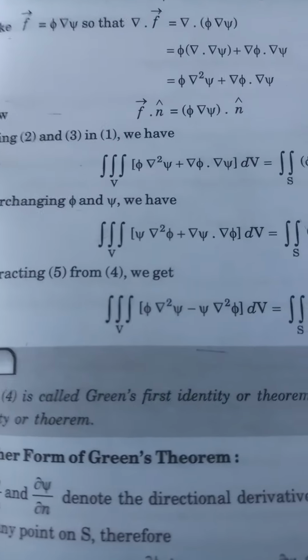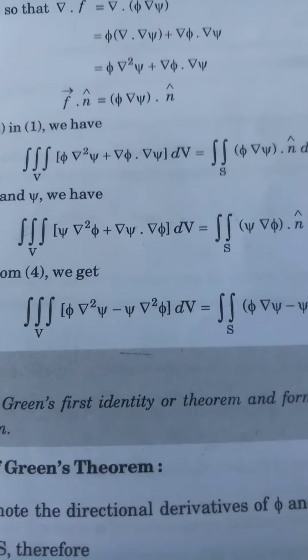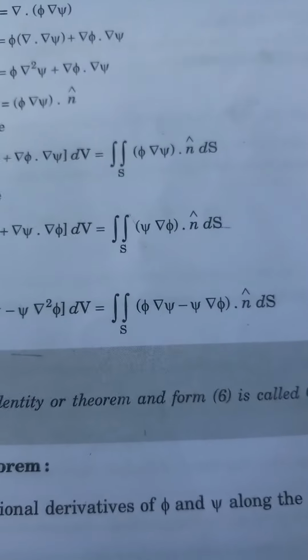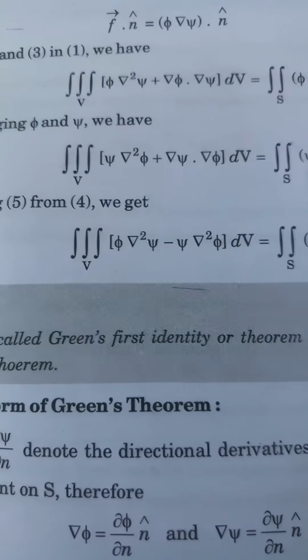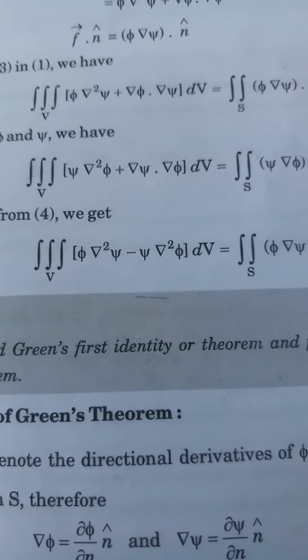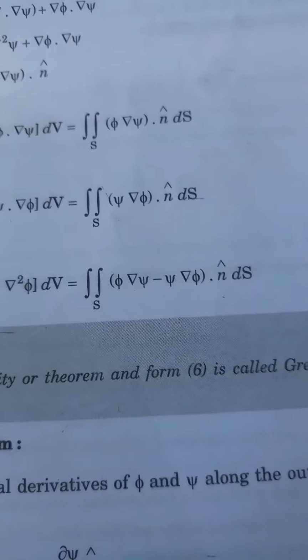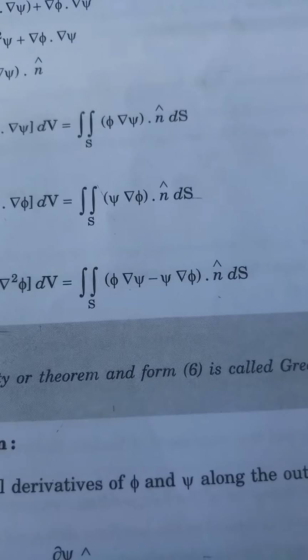Interchanging phi and psi, we have triple integral over volume of (psi del squared phi plus del psi dot del phi) dv is equal to double integral over S of psi del phi dot n ds. Subtracting this from 4, we get triple integral over volume of (phi del squared psi minus psi del squared phi) dv is equal to double integral over S of (phi del psi minus psi del phi) dot n ds.